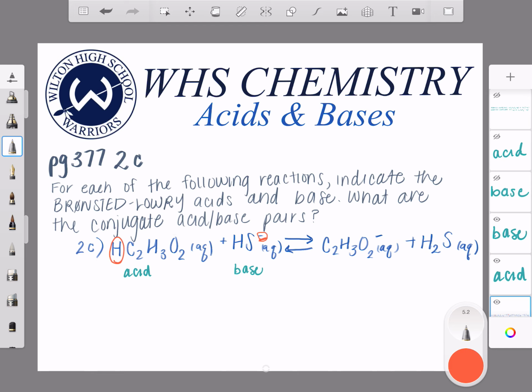Next we have C2H3O2 with a -1 charge, and with this charge it can easily accept another hydrogen ion, so it'd be a Bronsted-Lowry base. And then last we have H2S, and this compound has the ability to donate its hydrogen ion, so it would be a Bronsted-Lowry acid. So with all of these, identifying the acids and bases, we can then find what the conjugate acid-base pairs are.